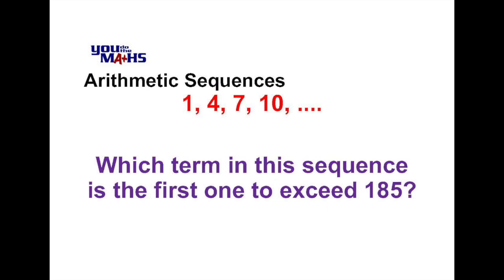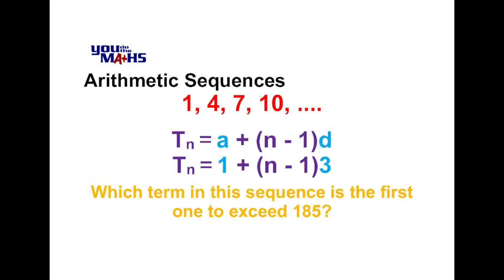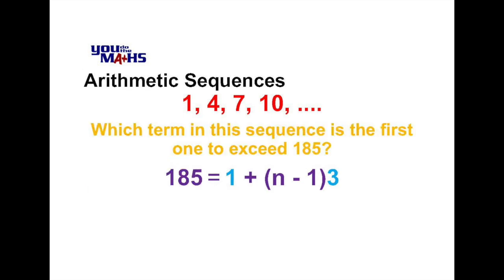Now let's have a look at a different style of question where we want to find out which term is the first one in the sequence to exceed 185. So of course by exceed we mean the first number that's over 185. So let's have a look at our rule. We know that any term in the sequence can be found using the formula A plus n minus 1 multiplied by D. Now we know the first term is 1, that's A, and we know the common difference is 3. So what we do is we put our formula such that 185 is the actual term we're looking for.